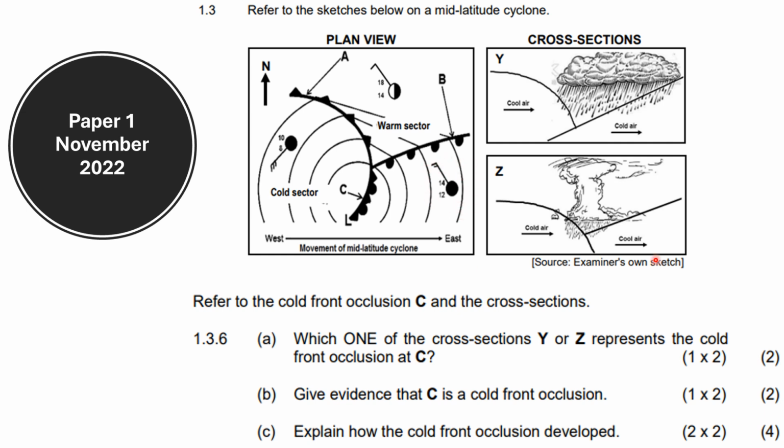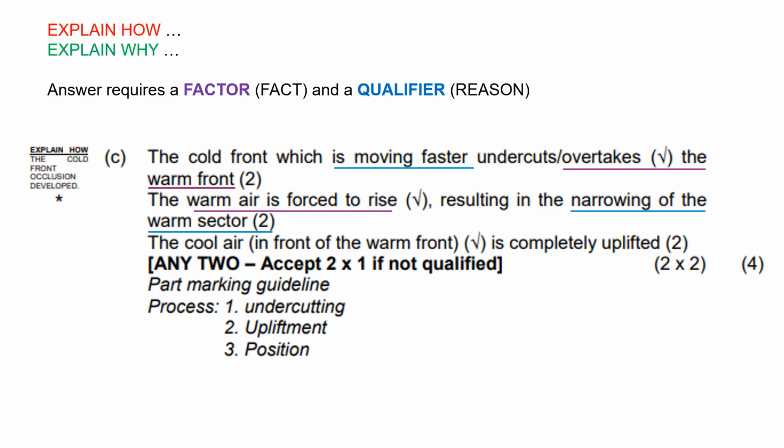Question 1.3.6 says to explain how the cold front occlusion developed. Very importantly, all questions that start with explain how or explain why have to be answered in a specific way. When you answer explain how and explain why questions, your response requires what is called a factor or a fact and a qualifier that is called a reason.